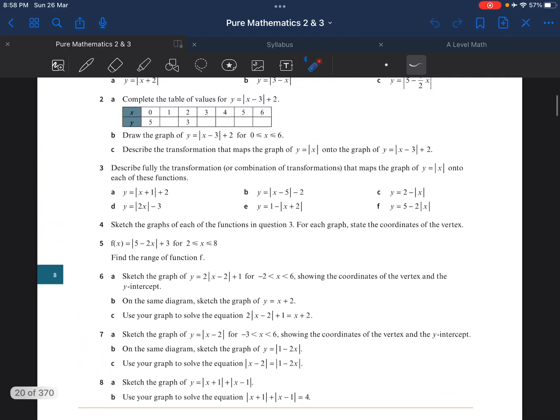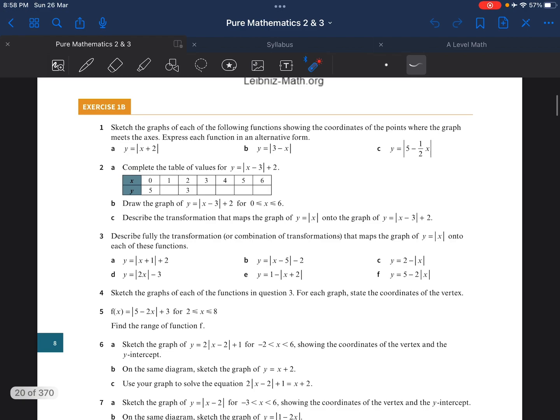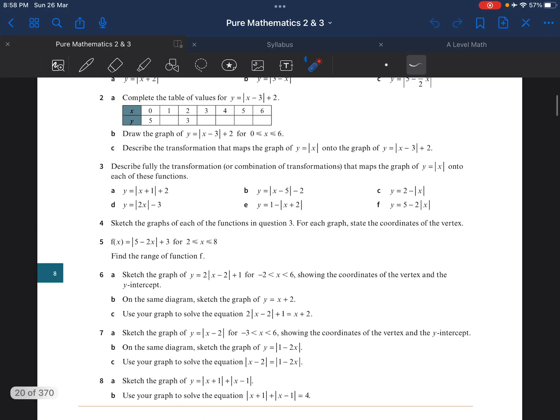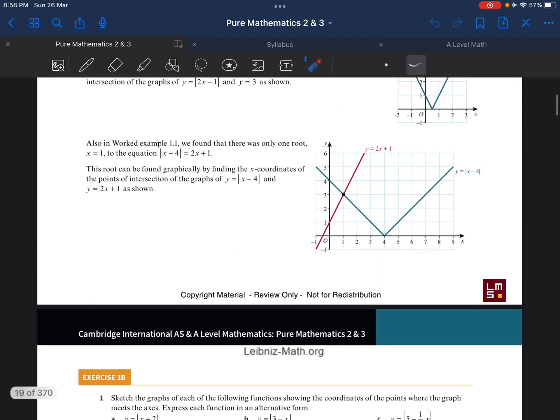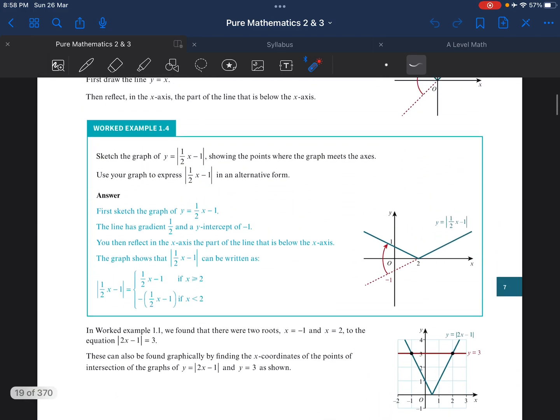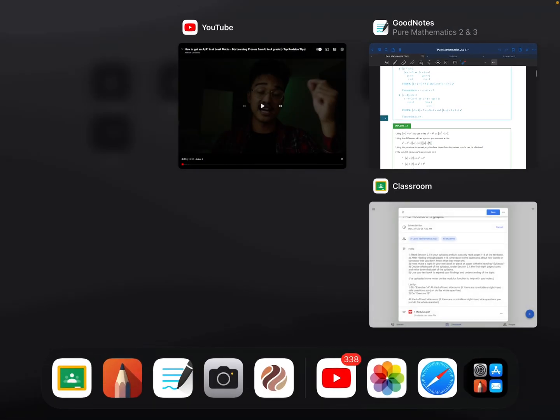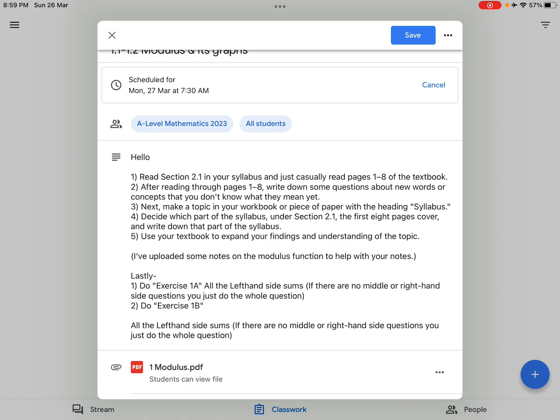So it seems that we have to, sorry, my dog has something in its nose. So here on page 8 it seems like we have some exercises, there are some graphs. Okay, so we see a few things here. Good. And now we go to the rest of the instructions. We read through section 2.1 and we've read through pages 1 to 8 of the textbook. Now step 2. After reading through pages 1 to 8, write down some questions about new words or concepts that you don't know what they mean yet.